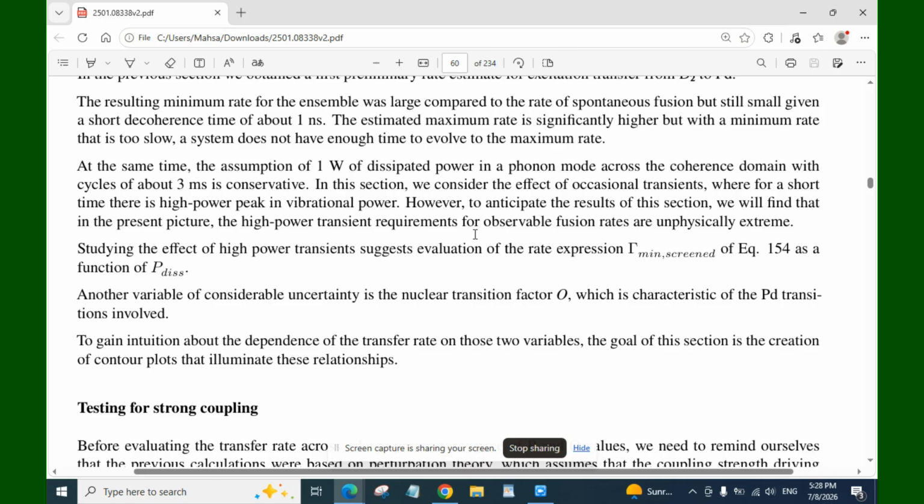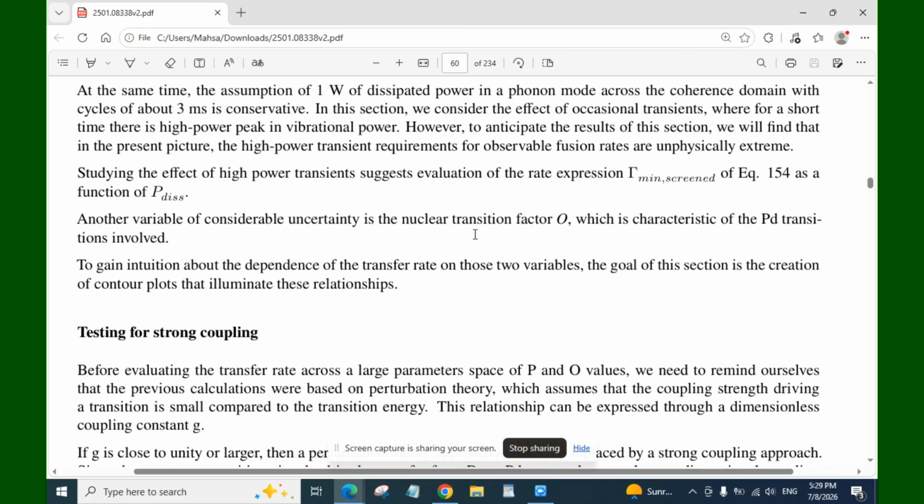At the same time, the assumption of 1 watt of dissipated power in a phonon mode across the coherence domain with cycles of about 3 milliseconds is conservative. In these sections, we consider the effect of occasional transients, where for a short time there is a high power peak in vibrational power. However, to anticipate the results of these sections, we will find that in the present picture, the high power transient requirements for the observable fusion rates are unphysically extreme.